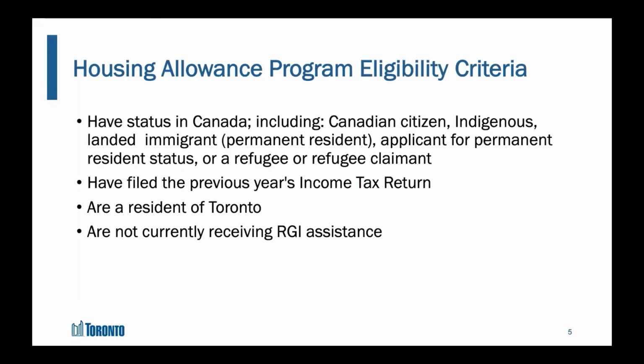Okay, so housing allowance program eligibility criteria. A lot of these program criteria are actually provincially set. The client must have status in Canada. They have to file the previous year's income tax return. They must be a resident of Toronto, and they are not currently receiving RGI assistance. Next slide, please.